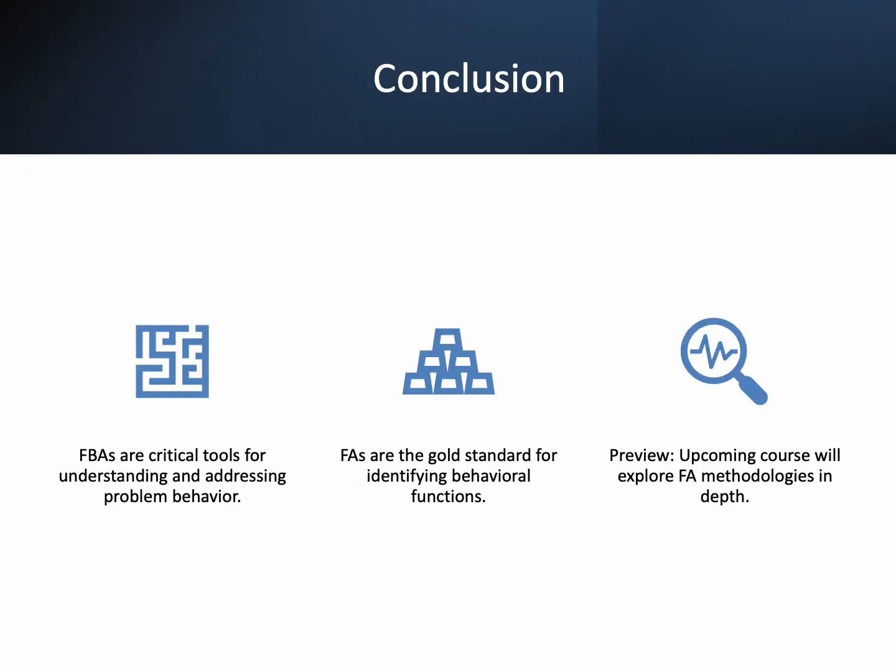So in conclusion, FBAs are very critical tools for understanding and addressing problem behavior. It involves different methodologies, as I mentioned, right? It has the indirect assessment method. It has the descriptive assessment method, and then it has the functional analysis assessment method. And the functional analyses, or the FAs, are going to be the gold standard for identifying our behavioral functions. I mentioned all the different reasons why you would conduct one over another and which one would lead to the most ideal identification of function.